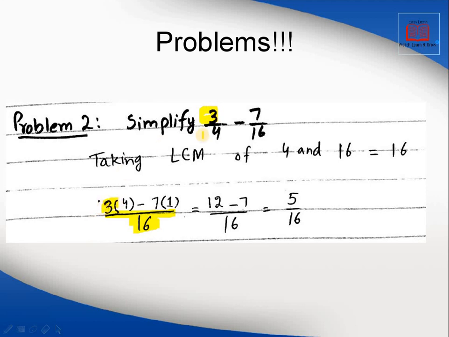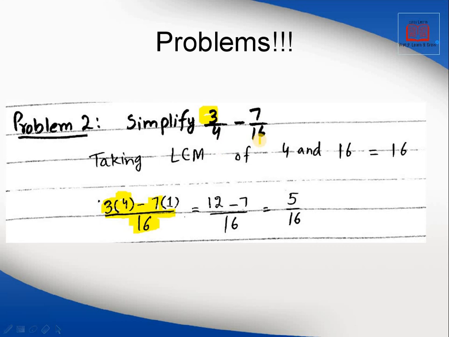You can see that. And then how many times should I multiply the denominator of the first term to make it 16? 4 multiplied by 1 is 4, 4 multiplied by 2 equals 8, 4 multiplied by 3 is 12, and 4 multiplied by 4 equals 16. So if 4 is multiplied by 4, it becomes 16. Write it here as 4. Then the negative sign stays as it is, and the 7 of the second term also stays as it is.